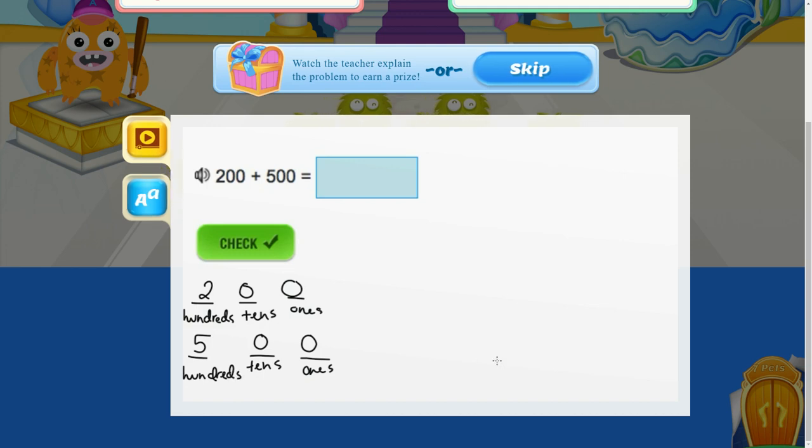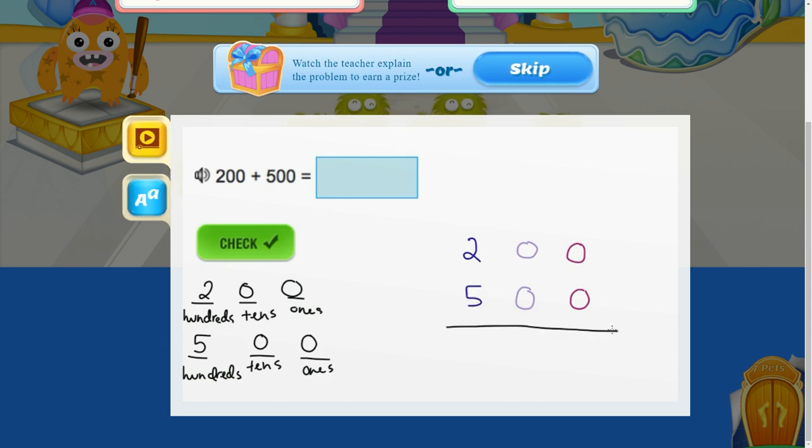Now we just want to use vertical addition to help us add these numbers together. And remember, with vertical addition, you want to make sure that your places are all lined up. So we're going to start by writing down the ones place. Here's the 0 of 200 and the 0 of 500. Now we move to the tens, where here's the 0 of 200 and the 0 of 500. Finally, we get to the hundreds, where we have 2 of 200 and the 5 of 500.